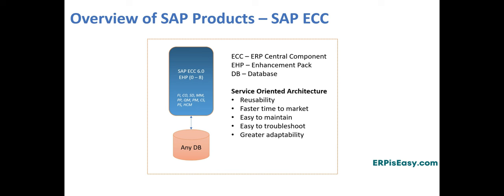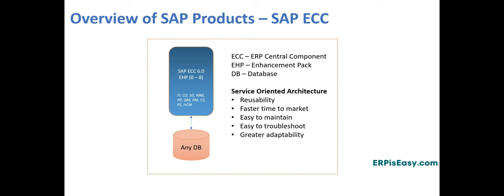SAP S/4HANA is an ERP business suite built on the SAP HANA in-memory database, which enables businesses to perform transactions and analyze business data in real time. S/4HANA is the centerpiece or the digital core of SAP's digital transformation strategy for its customers. S/4HANA, which stands for the Suite for HANA, was introduced in 2015.